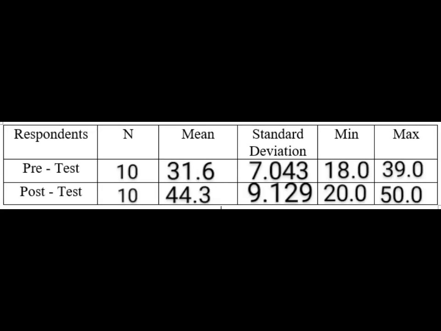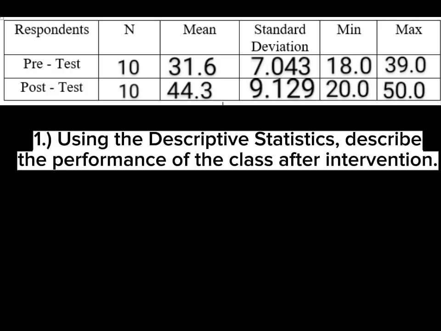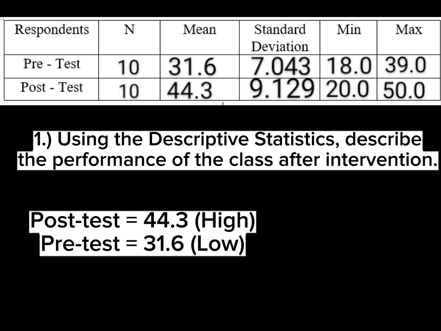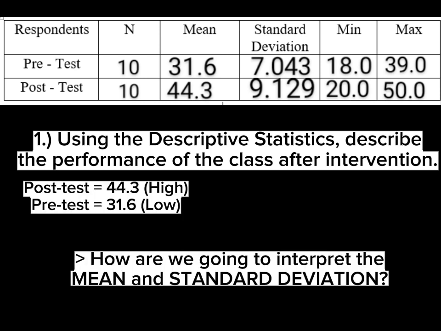After inputting the data, let us answer this question. Using the descriptive statistics, describe the performance of the class after the intervention. With this, students scored higher in the post-test compared to the pre-test. Students scored 44.3 in the post-test and 31.6 in the pre-test. The question is, how are we going to interpret the mean and the standard deviation?